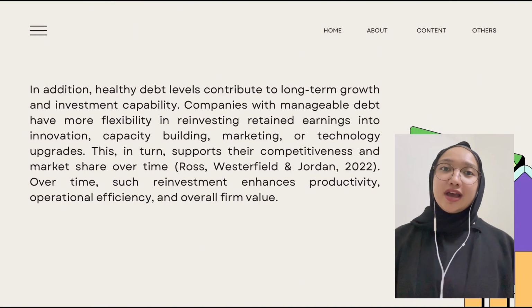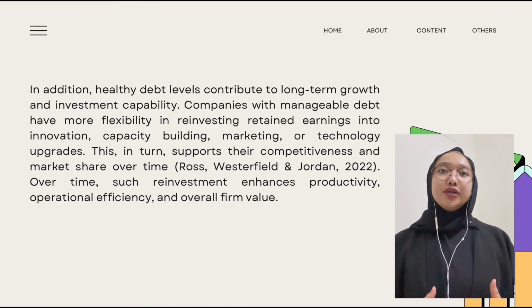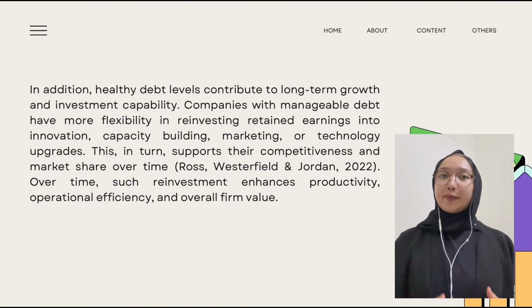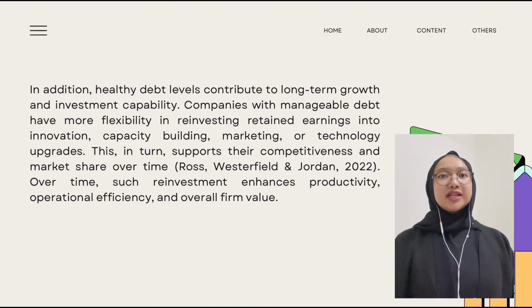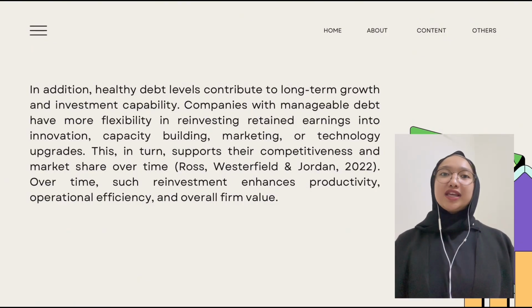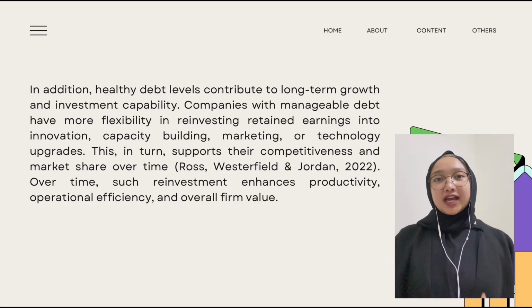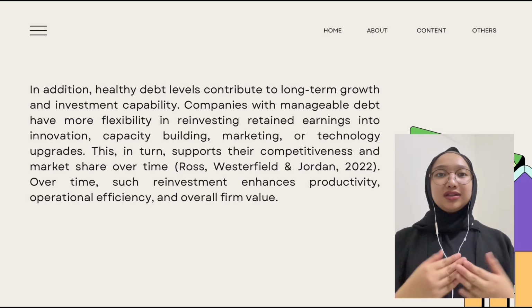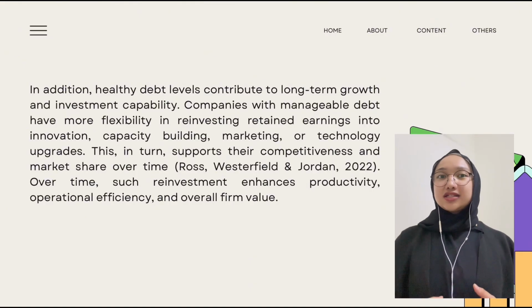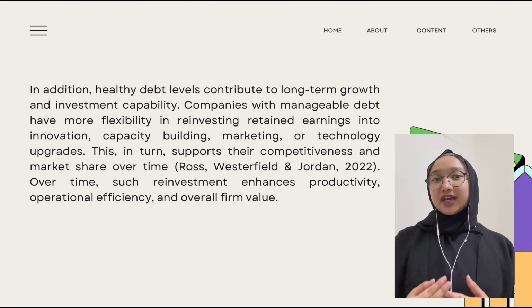In addition, healthy debt levels contribute to long-term growth and investment capability. Companies with manageable debt have more flexibility in reinvesting retained earnings into innovation, capacity building, marketing, or technology upgrades. This is to support their competitiveness and market share over time.